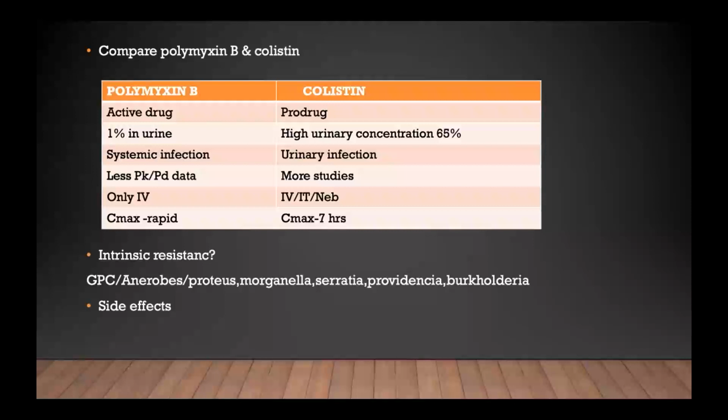And side effects? Nephrotoxicity, ma'am. It can cause nephrotoxicity. Anything else? Thrombocytopenia. Not really. Something which is very common with polymyxin. Any other systemic effect? Neurotoxicity. Exactly. Neurotoxicity. So dizziness, loss of consciousness, seizures, myopathy, all those things are seen with polymyxin.